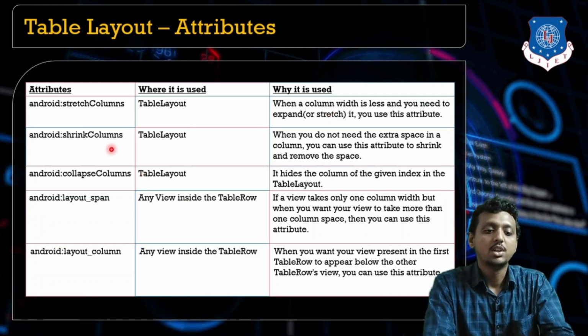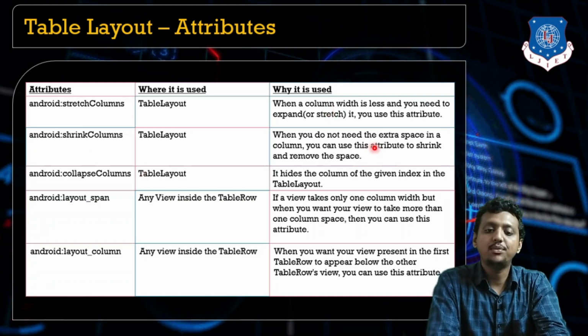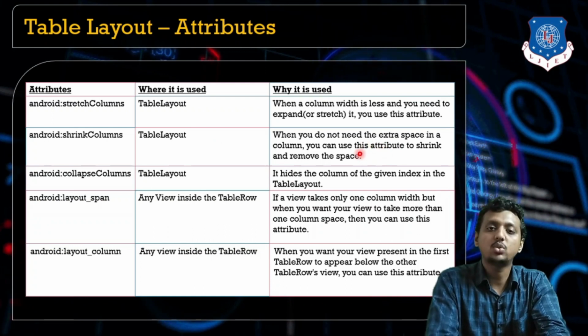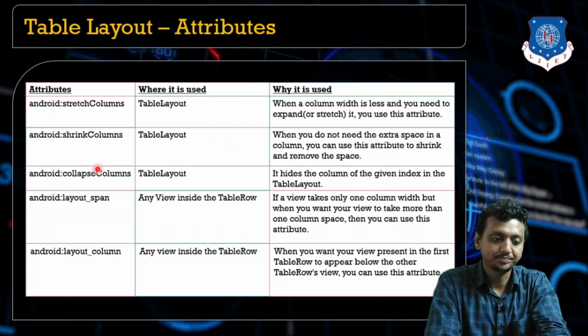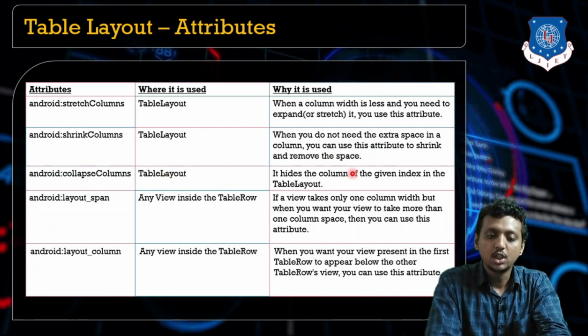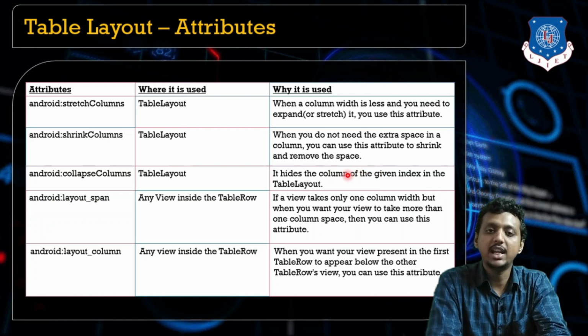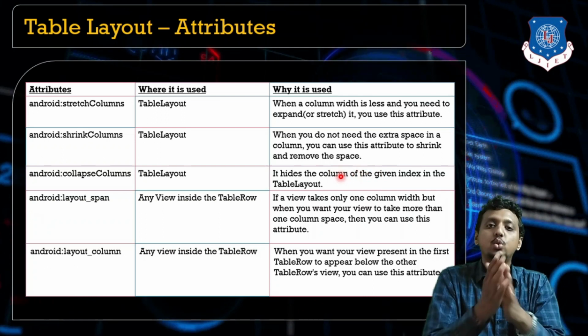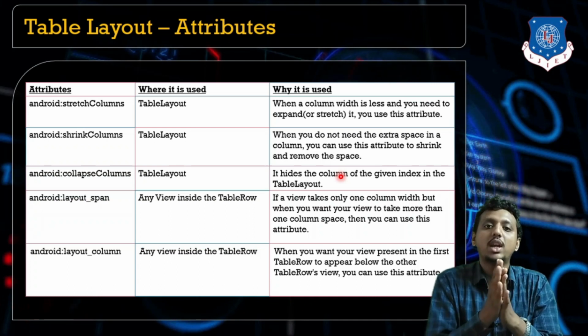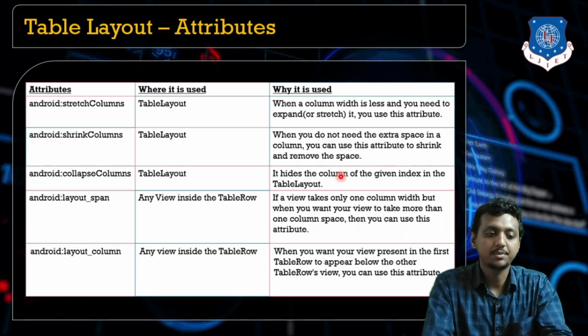Okay. Now, shrink columns: if you do not need any extra spaces inside the column, you just need to shrink that particular column. Collapse: this attribute is used to hide the column from the given index in the table layout. If you want to remove a particular column, then you can just write down the column collapse.